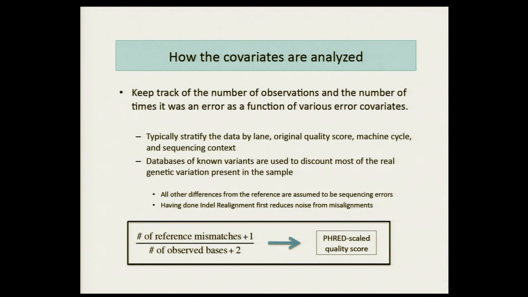So if you were to throw any old thing in there, it's probably not a good idea if there's covariation, because it doesn't account for the covariation among the covariates. But for the ones we're using, original quality score, machine cycle, dinucleotide context, these things are pretty much independent, so it doesn't matter. It's a good question.